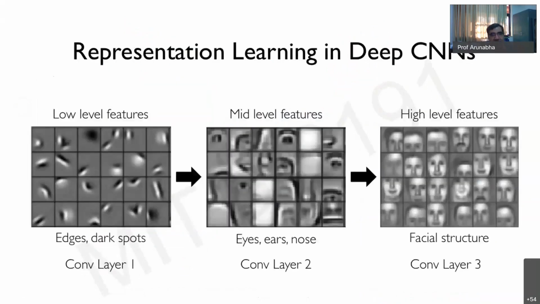So as we understood, the convolution layer 1 will pick up, through various filters, edges and dark spots. That's the first layer of extraction of images. Then this will pass to the next one, and from there you'll get eyes and ears and nose. And then from there you'll get the facial structure of the human being as in the photograph. Right? So that is how it goes.